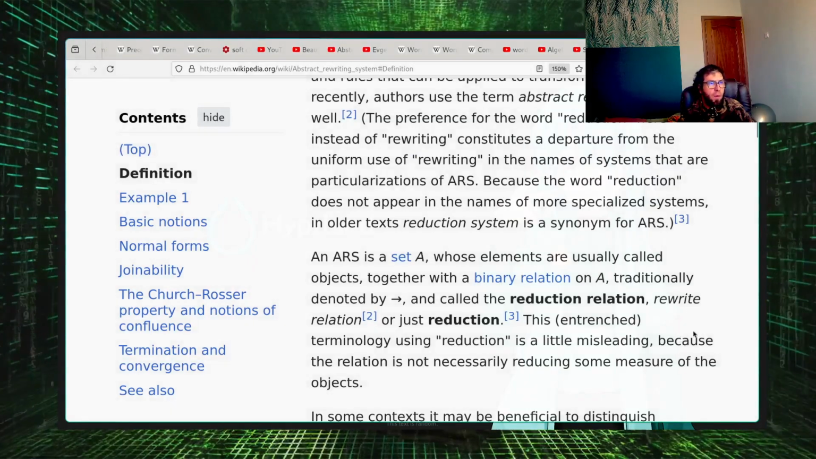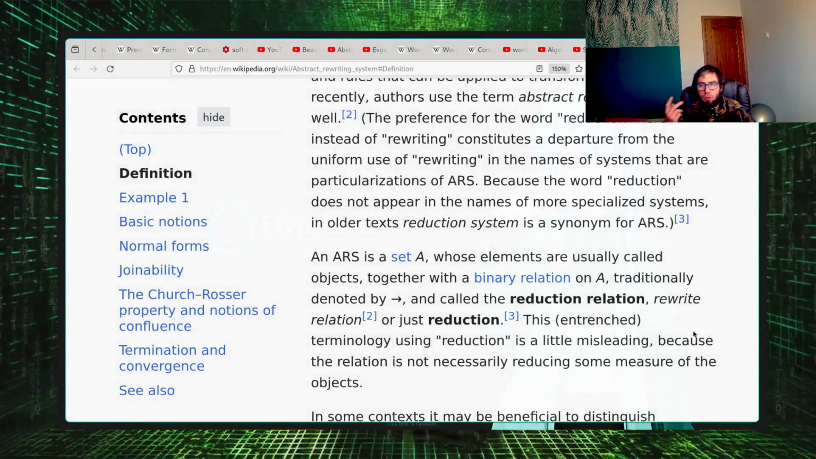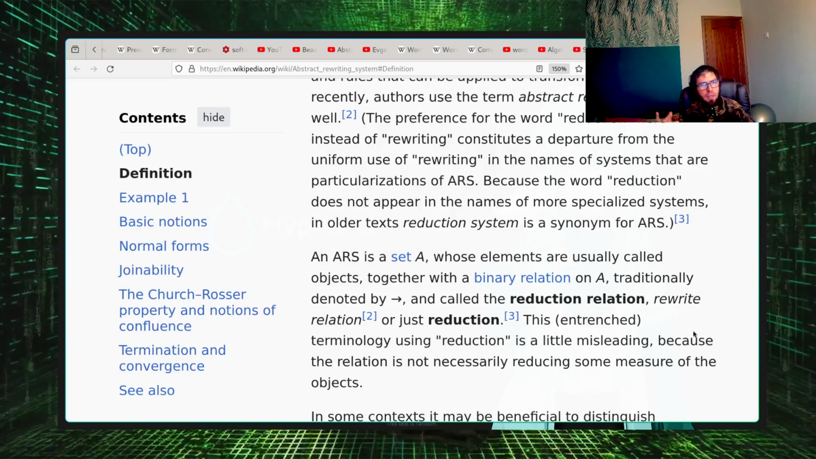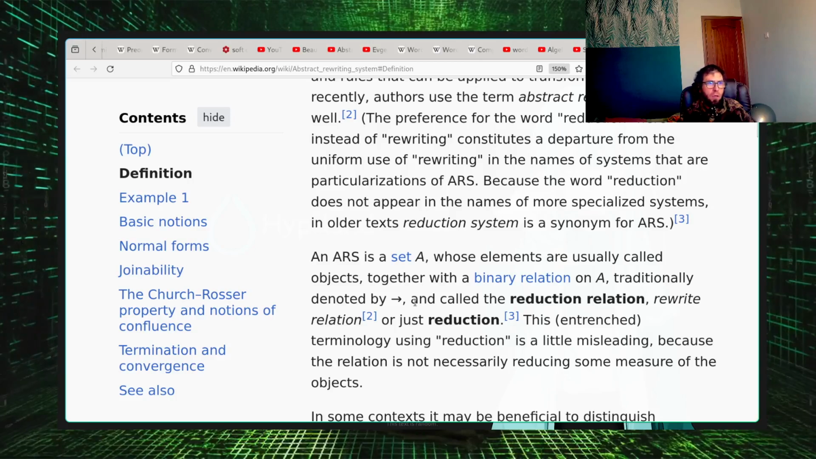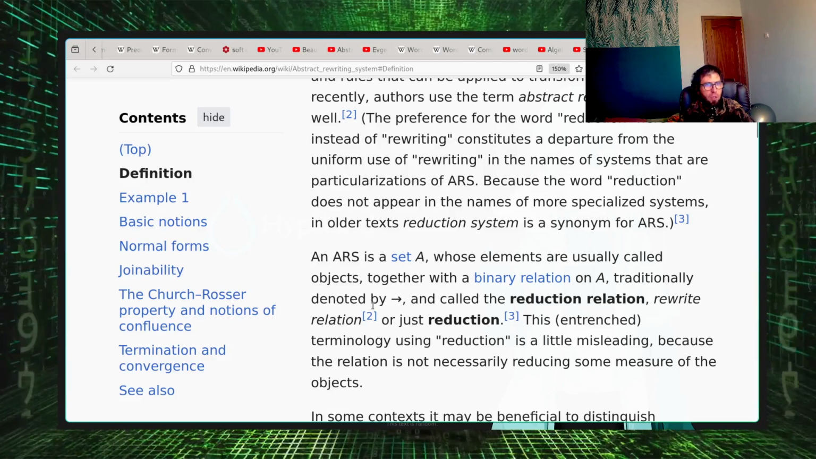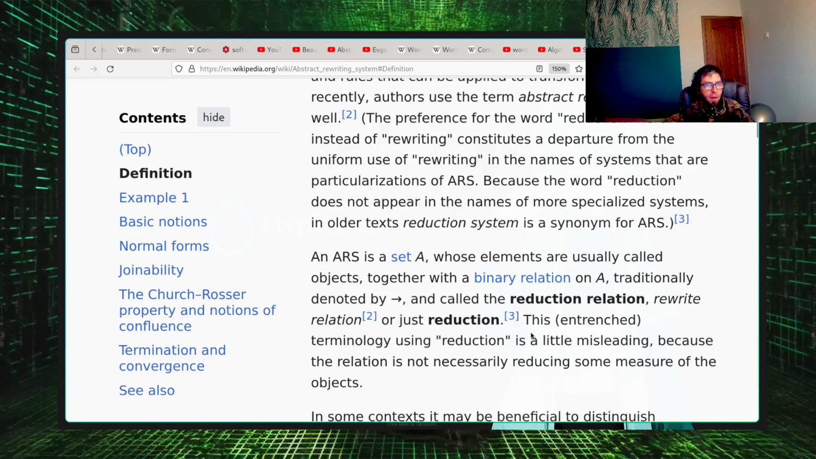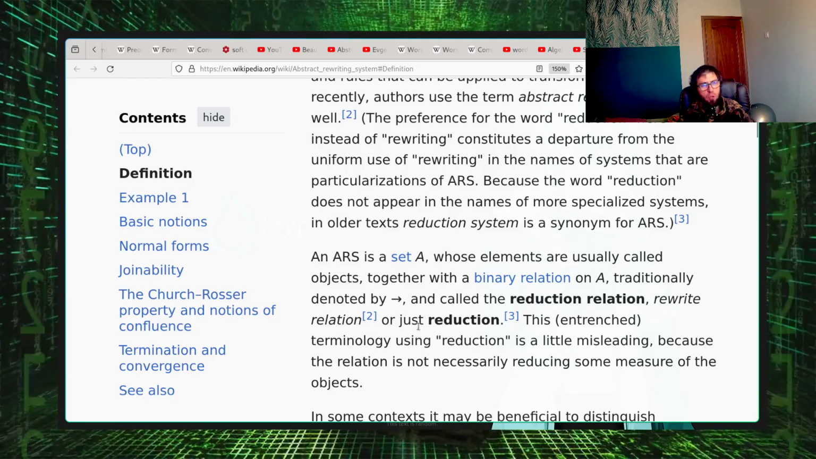An ARS is actually two things. The first thing is a set A, whose elements are usually called objects, and the second thing is a binary relation on A, traditionally denoted by arrow and called the reduction relation, rewrite relation, or just reduction.